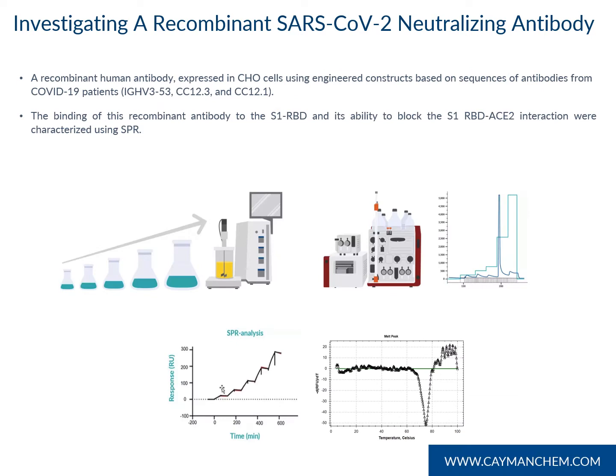First, we made recombinant human antibody expressed in CHO cells using engineered constructs based on sequences of antibodies from COVID-19 patients. Of one of the most frequently elicited antibody families, immunoglobulin G heavy chain variable gene IgHV 3-53 isoforms CC12.3 and CC12.1. The binding of this recombinant antibody to the S1 RBD and its ability to block the S1 RBD-ACE2 interaction were characterized using surface plasmon resonance, SPR.